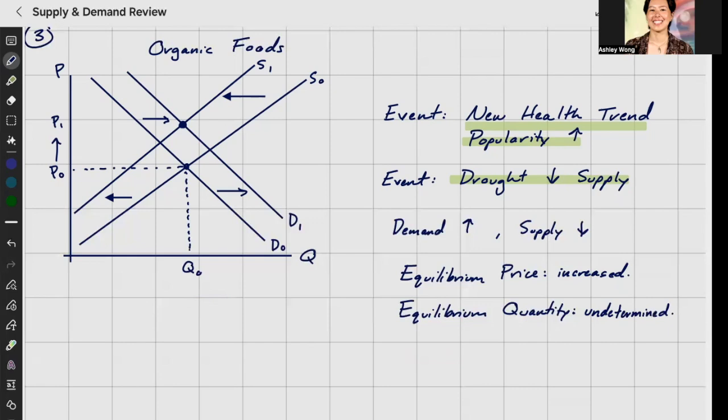So depending on how far I drew these curves when I shifted them, if I had drawn the supply curve to shift out even further or to shift much less, that could change where our final equilibrium point ended up. So in that case, we'll just leave it at this and say, hey, we're not sure what the equilibrium quantity is. It could be larger than it was before, and it could be smaller than it was before.